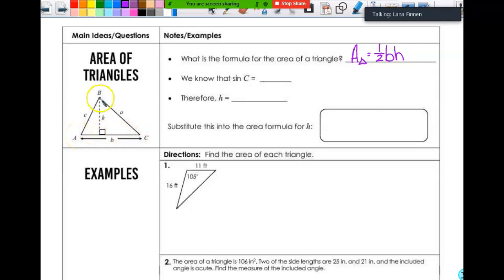Now, if I wanted side BC to be the base, that's fine, but then I would have to draw the height from point A perpendicular to that side. So basically, you have 3 heights you can draw in, 3 bases you could use. You just have to use the right ones that relate to each other. Make sense? Okay. So if we have the base and the height, then great, we can find the area of a triangle. It's super easy. But what if I don't have the height?